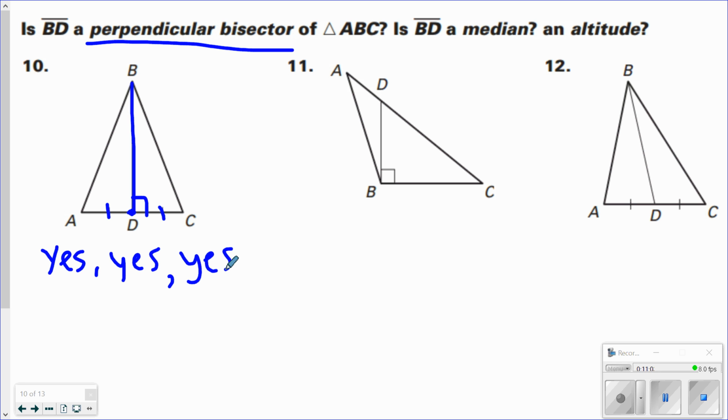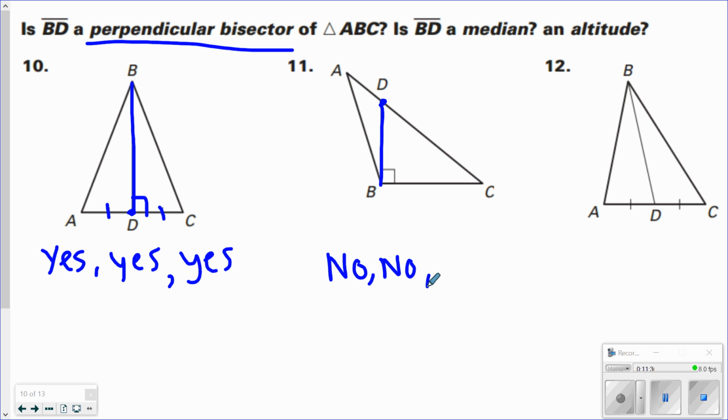Number 11, is this a perpendicular bisector? And we're talking about this segment right here. Well, the answer is no. It is perpendicular, but it's not a bisector. These are not the same. So this is no. Is it a median? Once again, the answer is no, because D is not the midpoint. It is not in the middle of AC. So this is also no.